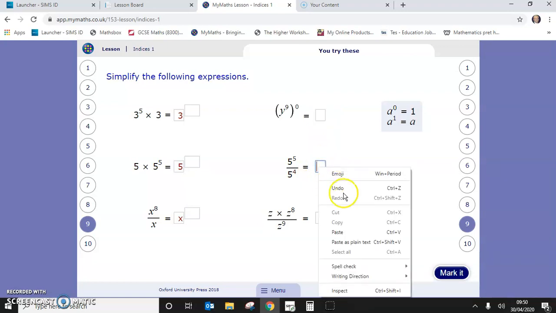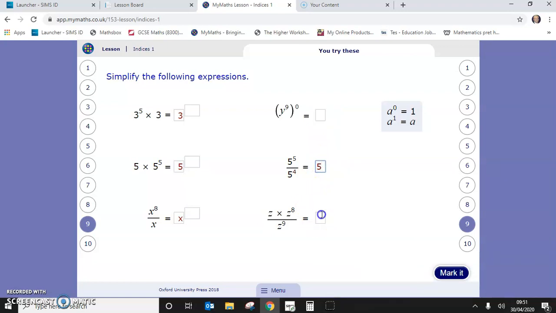Base number here is 5. My base number here is going to be Z. Now I've tried putting y and z in on these boxes, and it doesn't work. So we'll see what happens in a minute.